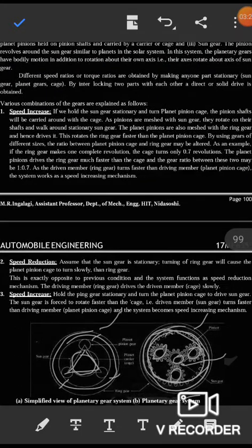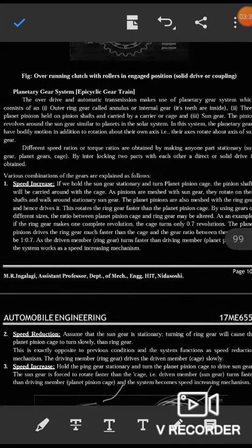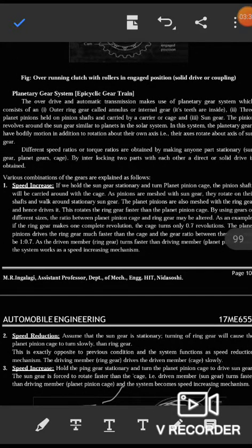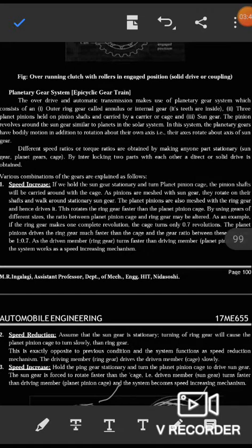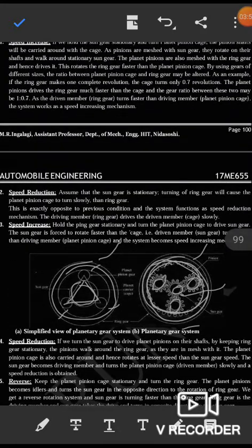Now I will explain the planetary gear system. The overdrive and automatic transmission make use of a planetary gear system, which consists of an outer ring gear called the annulus, as already shown, or internal gear. Internal gear means the teeth are inside the gear, as you may observe in this diagram.